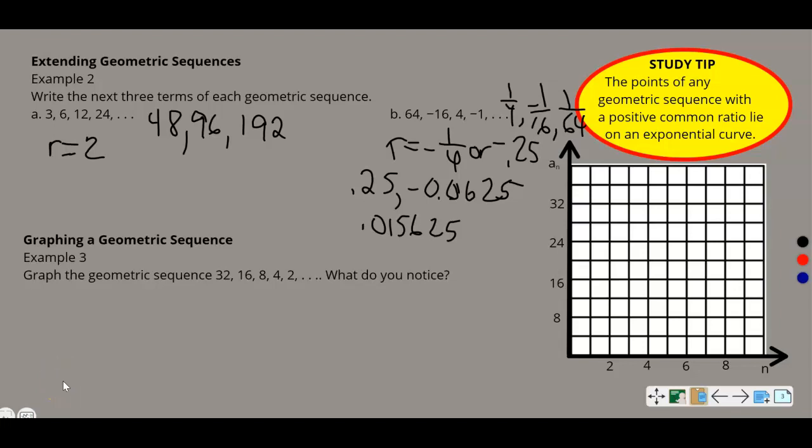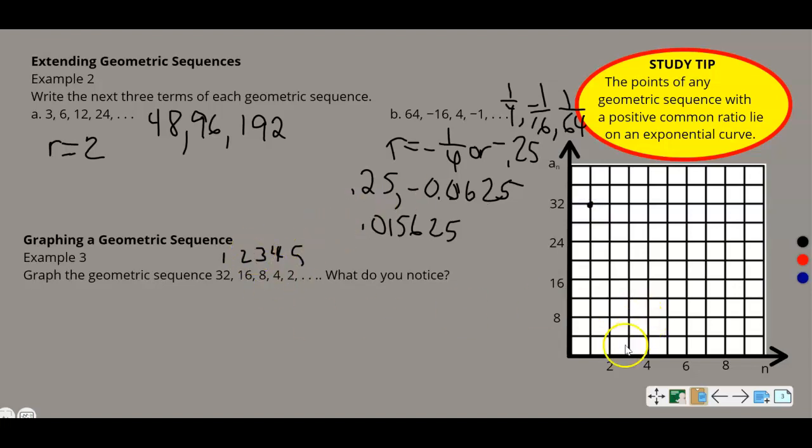Example 3 says to graph the geometric sequence 32, 16, 8, 4, and 2. All right, so we know that this is my first term, second term, third term, fourth, and fifth. If you know which term it is, then you can graph it using n as your term here, and then put a sub n up your side, or your vertical axis. So we've got 1 and 32. If I come over here, 1 and 32, put a point here.